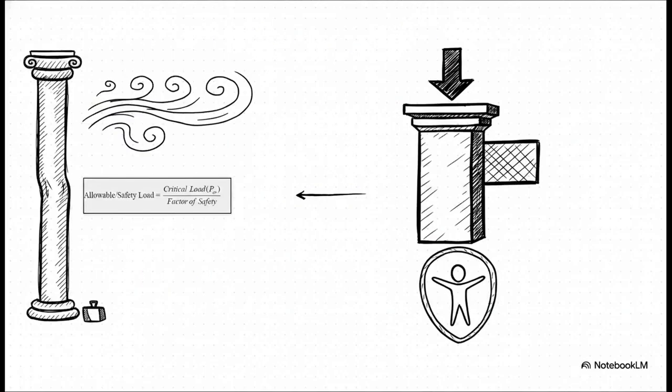Because of all these unpredictable imperfections, the microscopic bends, the slightly off-center weights, a random gust of wind, engineers can never rely purely on the theoretical critical buckling load. No way. They have to divide that critical load by a factor of safety. This gives them the allowable load. So if Euler's math says a column will buckle at 100,000 pounds, an engineer might apply a factor of safety of 3, meaning they will absolutely never allow more than 33,000 pounds on it in the real world. That built-in buffer is exactly what keeps us safe.